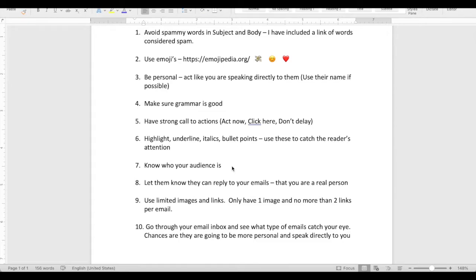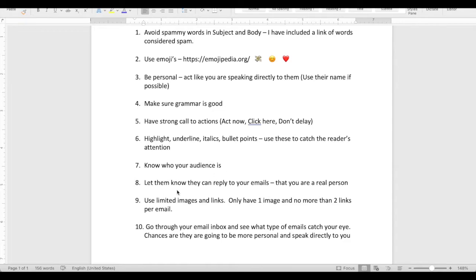Next one, know who your audience is. If your audience is a make money online audience, you don't want to talk about something else. And I know this is probably very clear, but I'm just saying it because you don't want to talk about health and fitness or something when your audience is something else like make money online. Know your audience. Talk directly to your audience. This is basically what I'm saying.